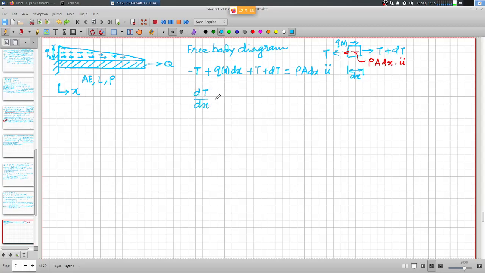Rate of change of axial thrust is equal to rho A del T u by del T square, and T, axial thrust, is of course equal to A times sigma, axial stress multiplied by the area of cross section.